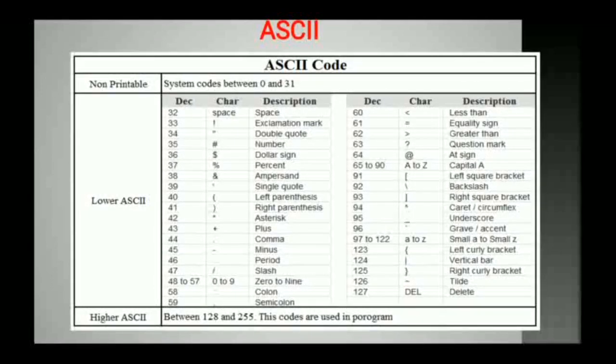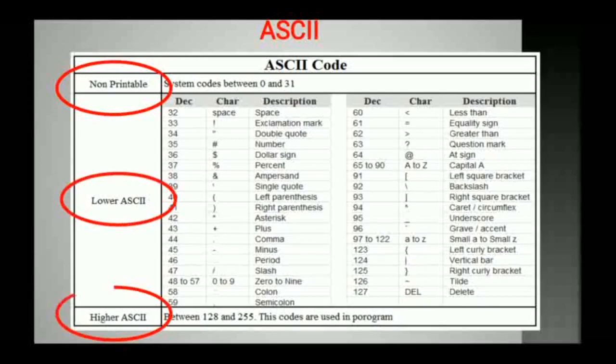And the ASCII table is divided into 3 parts. First one is the non-printable part, second one is the lower ASCII part, and the third one is the higher ASCII part. The non-printable part is used for the system. It means the system codes between 0 to 31. It uses only the decimal numbers 0 to 31 and it is used for the system.